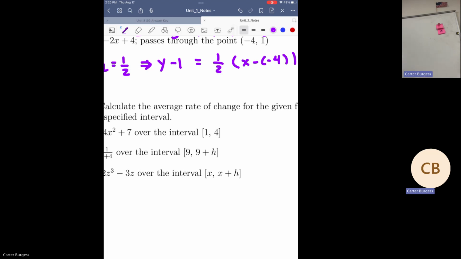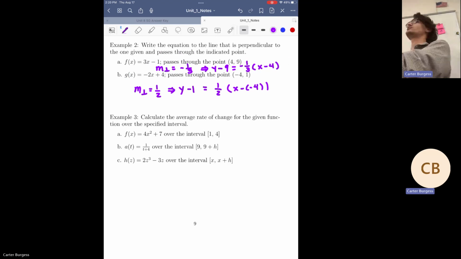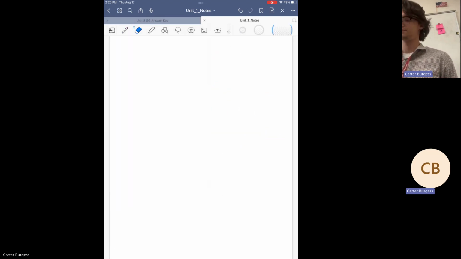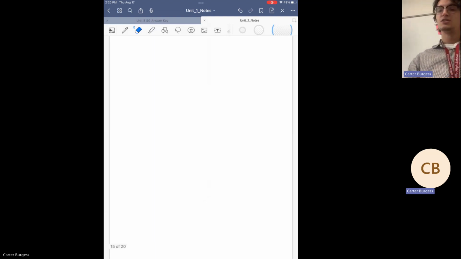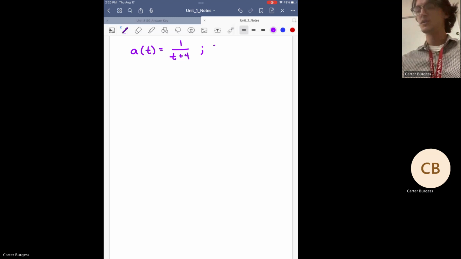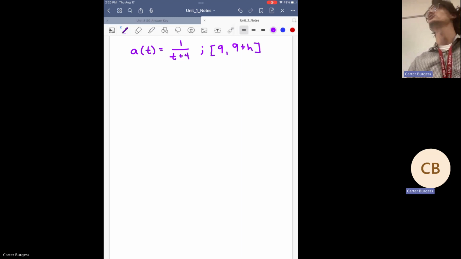B's a little bit worse. And I want us to have worked through B together before I send you off and let you attempt it on your own, because it's a little bit rough. So for B, we are told that A of t is equal to 1 over t plus 4. We are asked to find the average rate of change over the interval, starting at 9, ending at 9 plus h. Okay, couple of weird things.